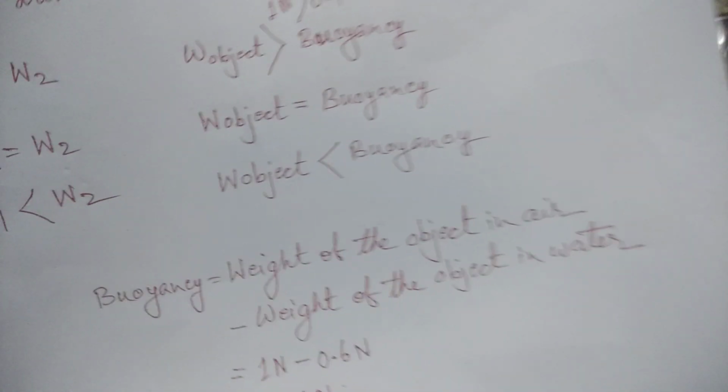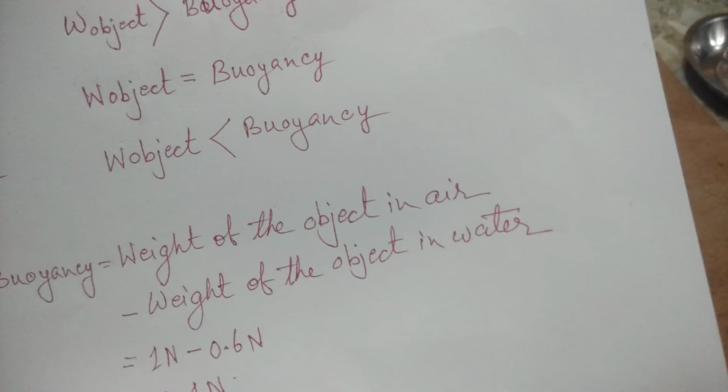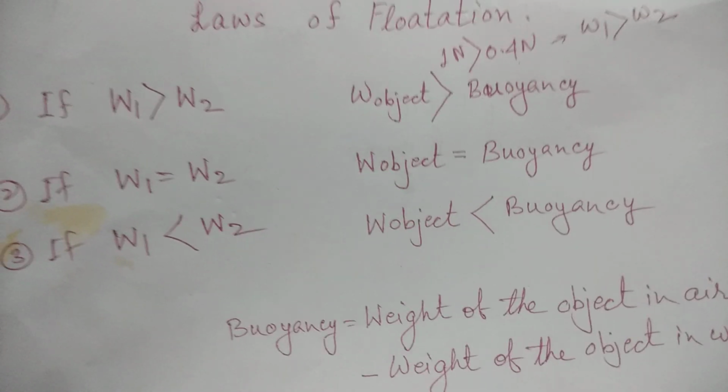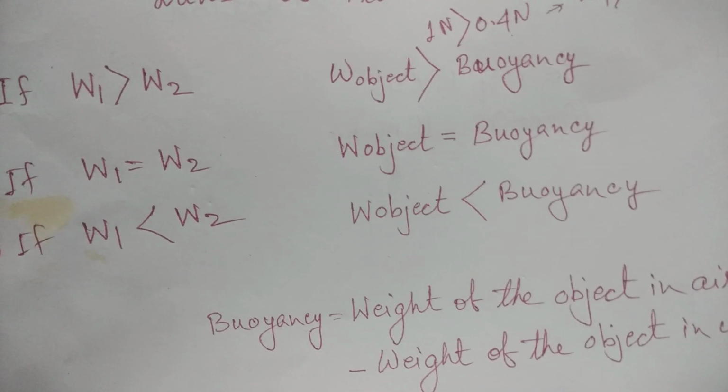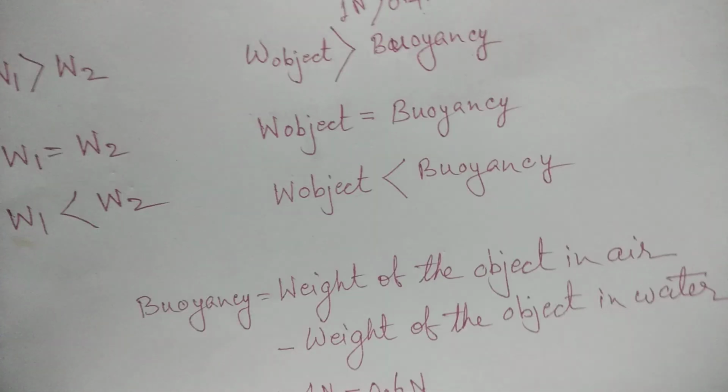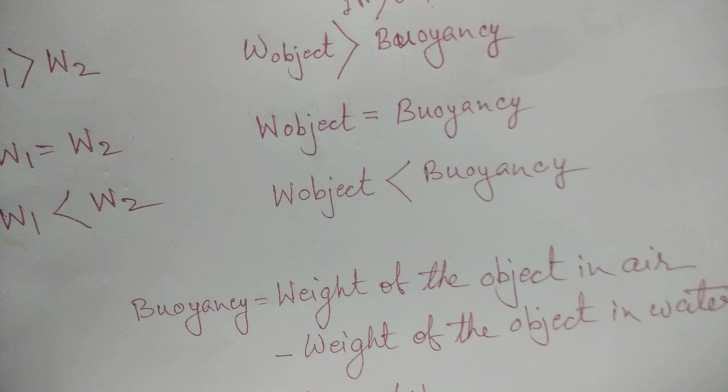And the third condition is, if W1 is less than W2, that is, the weight of the object is less than the buoyancy, then what happens? Then the object will float. We will find the buoyancy by another method in this case. Let us find the force of buoyancy in this case.